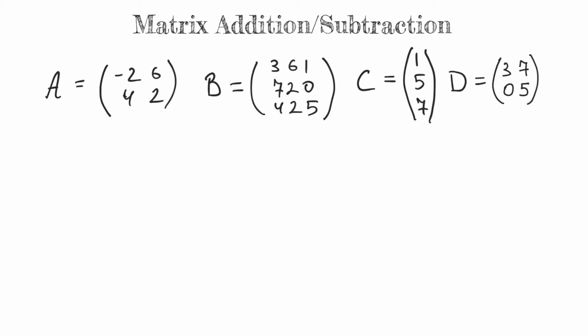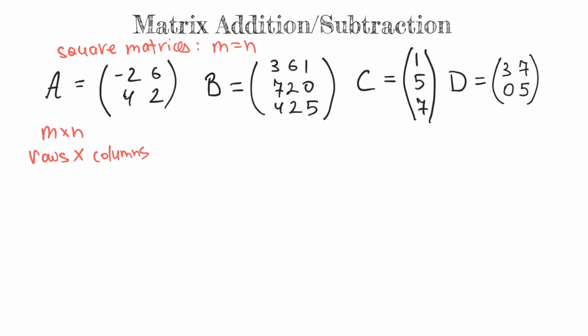So what we call matrices A, B, and D is we call them square matrices. And this means that the amount of rows they have equals the amount of columns they have. So we define the size of the matrix as m times n, where m equals the amount of rows and n equals the amount of columns.